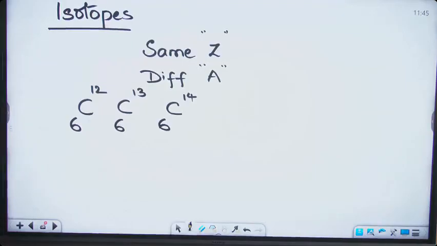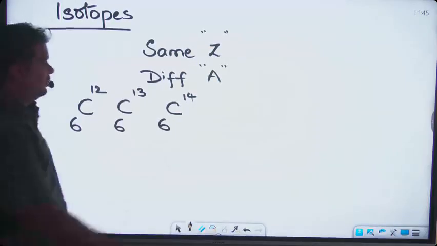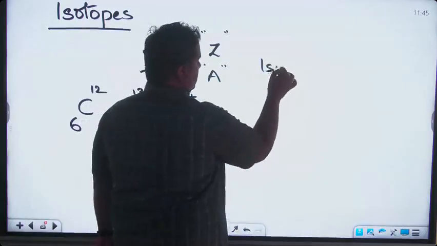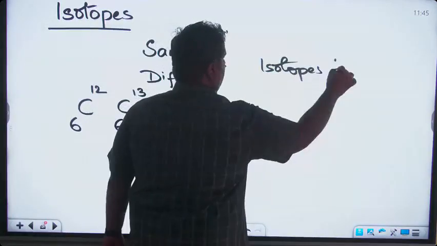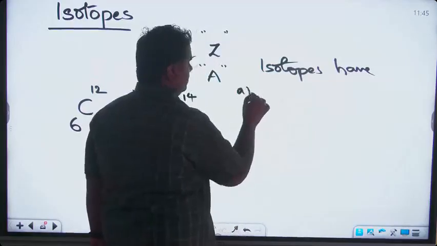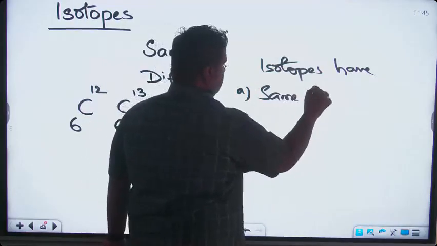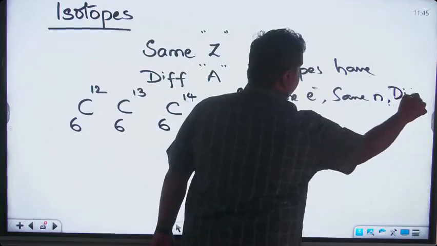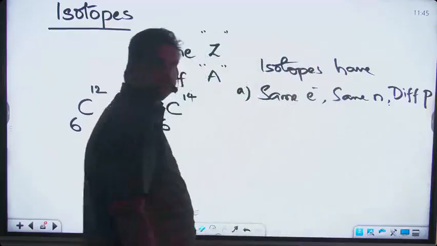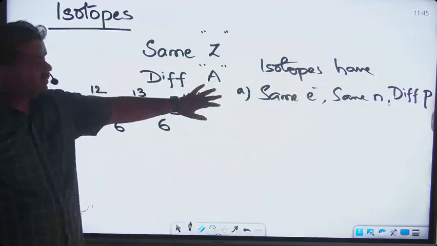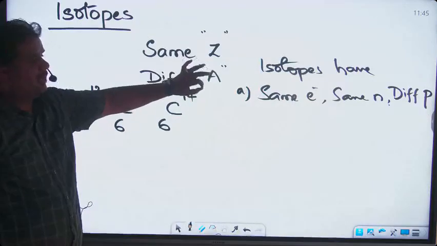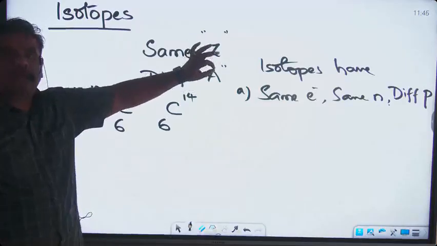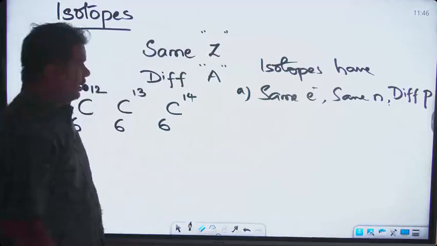Now a question based on this, a previous question: isotopes have the same number of, first option, same electrons, same neutrons and different protons. Is this the right option? In isotopes the electron number is the same, but the proton number is different? Right, this is a wrong option.